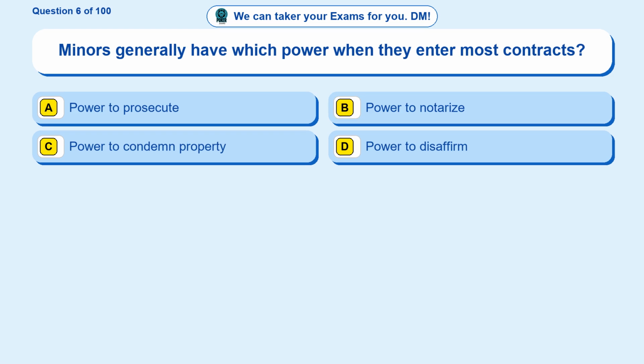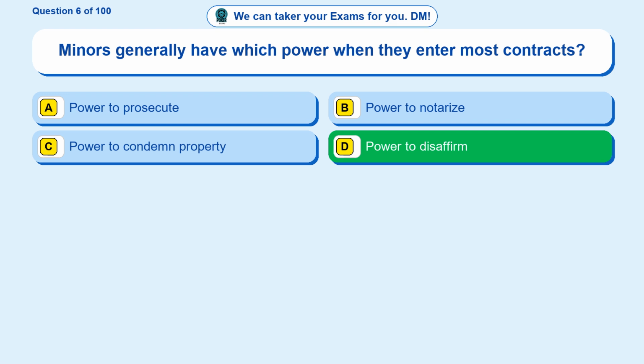Question 6. Minors generally have which power when they enter most contracts? Option A, power to prosecute. Option B, power to notarize. Option C, power to condemn property. Option D, power to disaffirm. The correct answer is option D.